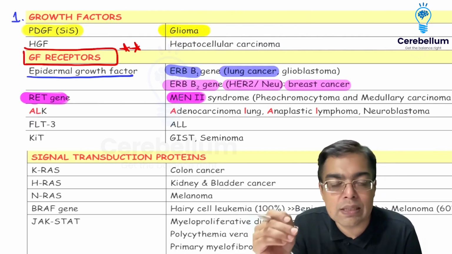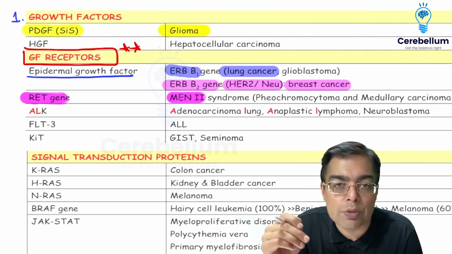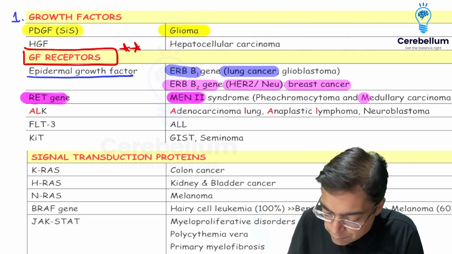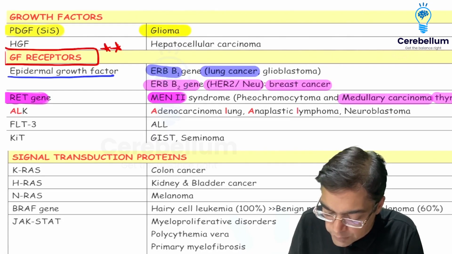MEN2 syndrome patients classically are going to be having medullary thyroid cancer. They also are at high risk for development of pheochromocytoma. In fact, you can remember and see from the table that you are also going to be having medullary thyroid cancer, which is going to be seen with higher frequency in these patients.